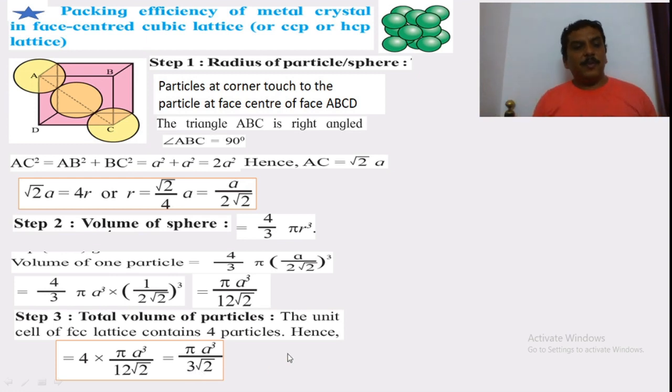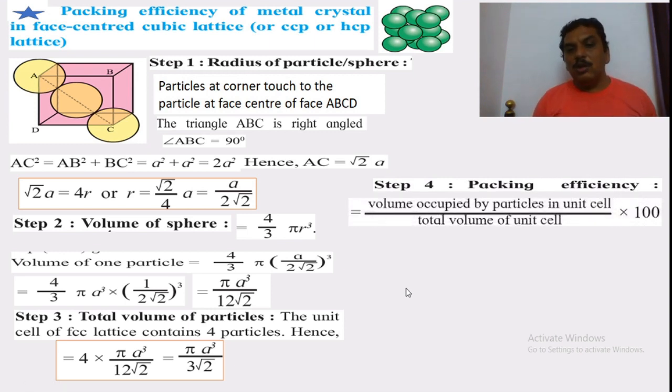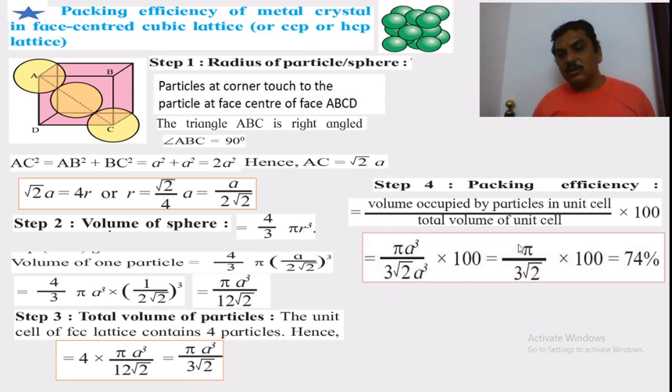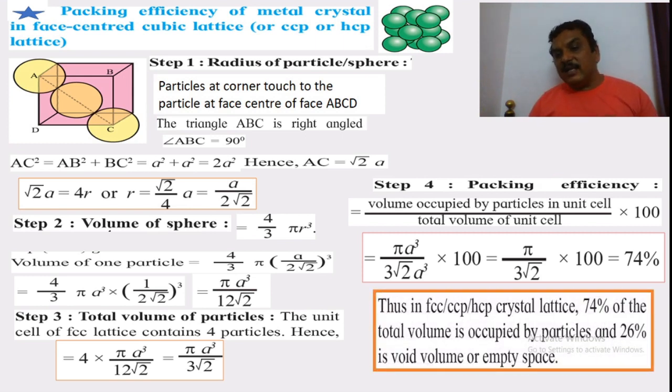You have to calculate only, simplify, then we will get packing efficiency is equal to volume occupied by particles in unit cell divided by total volume of unit cell. The total volume of unit cell is a cube, and the volume occupied by particles in unit cell we have calculated is 4πa³ upon 3√2. We will put these values into 100, a cube gets cancelled. If this is simplified, we will get 74% of volume is occupied and the remaining 26% is the void space or empty space.